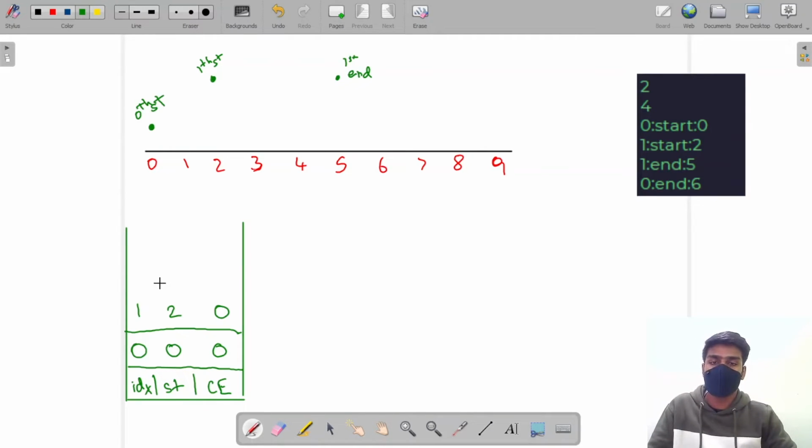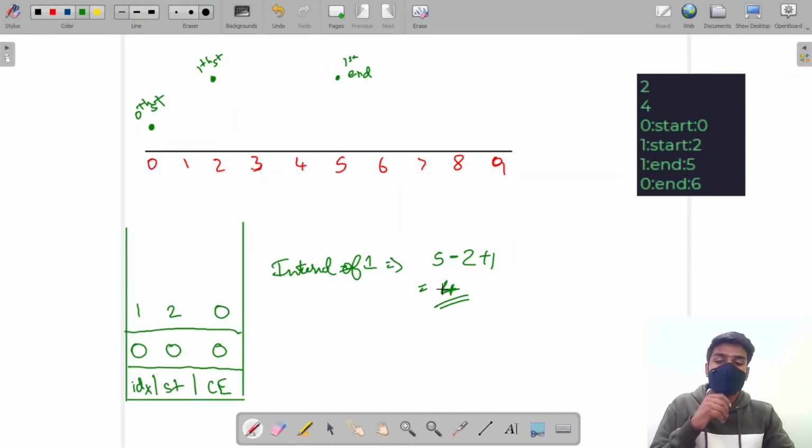When we end the function, what will I find? The interval of 1. The interval of 1 is ending point minus starting point plus 1, so 5 minus 2 is 3, and plus 1 is 4. So the interval of 1 is 4.